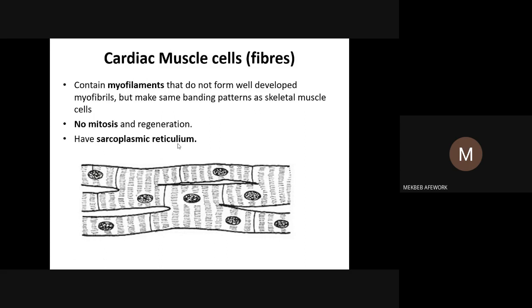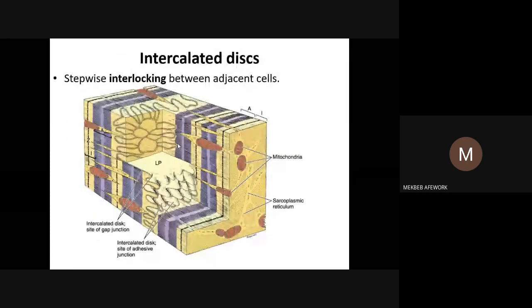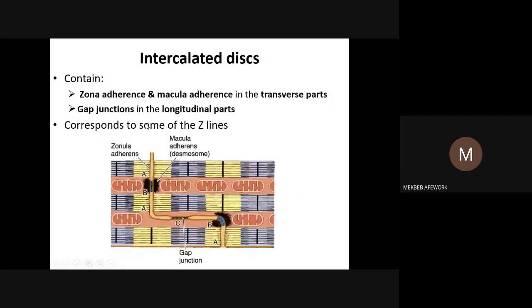There are no satellite cells as in skeletal muscle. We said satellite cells are stored stem cells, but these do not have them. They have sarcoplasmic reticulum for the same purpose. And they are not fused, but highly interconnected by a special type of cell attachment which makes the intercalated discs in a zigzag manner. One cell is tightly connected with another.